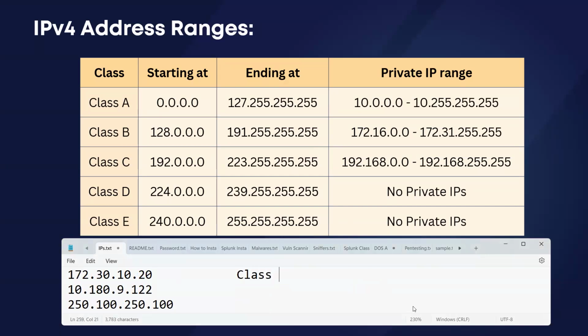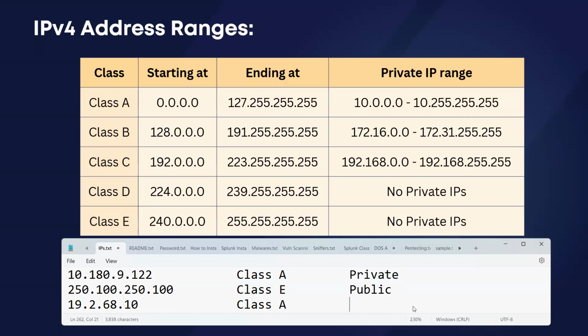Next one is 172.30.10.20. B, public. B and public. Private, sorry, 31. Yes, this is a private IP, correct. Next. Class A. Private, are you sure? Yes. Yeah, it's private. Don't get confused, guys. Just checking for confidence in your answer. Next one. Class E. Yes. Public. And public. Public. Next one. Class A, public. Yes, class A and public. Okay. I think that's the last one. Yes, perfect. So correct answers, guys.